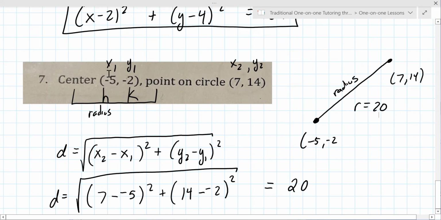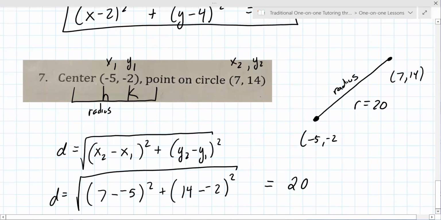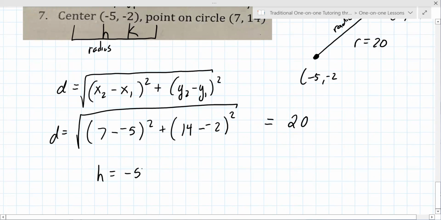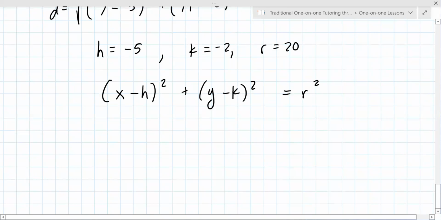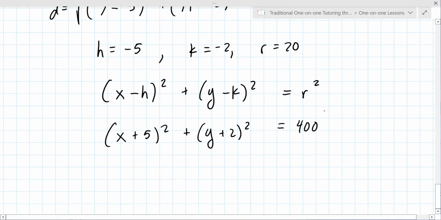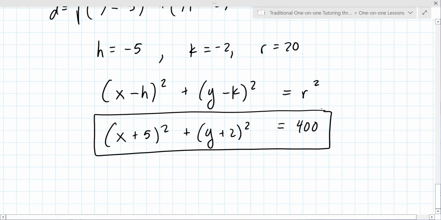We now have the value of h. H is minus 5, k is minus 2, and the radius is 20. So we're going to write those down. Now our formula for a circle is x minus h squared plus y minus k squared equals r squared. So this becomes x plus 5 squared plus y plus 2 squared equals 400. And that's your final answer.